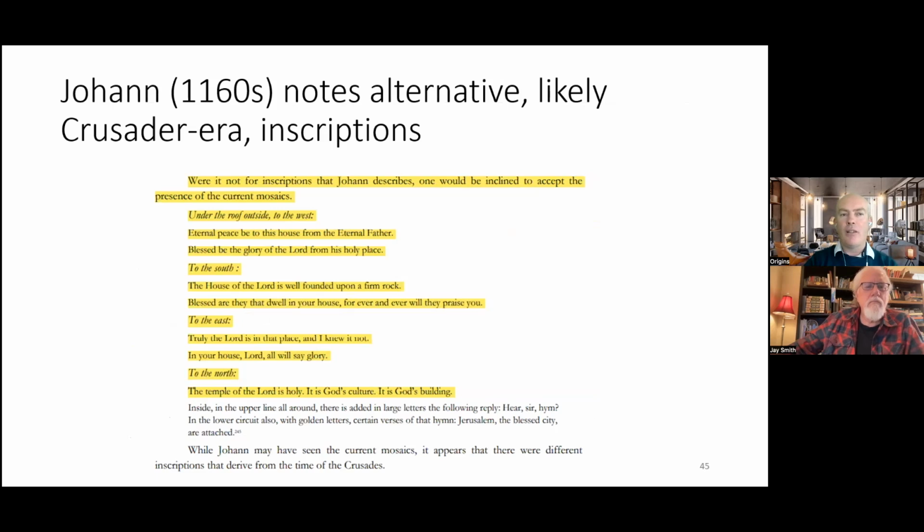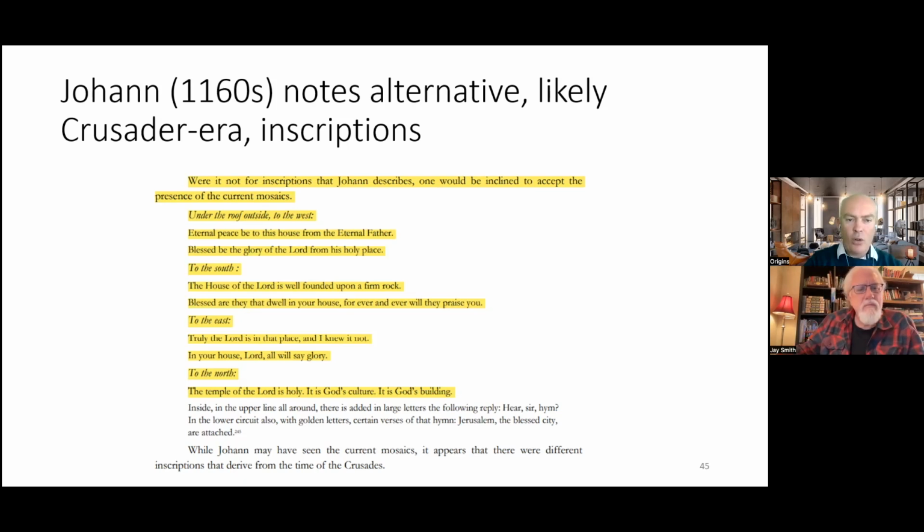Okay, now here's the whopper from the same priest, Johann. He notes alternative, likely Crusader era inscriptions. He says that under the roof outside to the west, it says, eternal peace be to this house from the eternal Father. Blessed be the glory of the Lord from his holy place. To the south, it says, the house of the Lord is well founded upon a firm rock. Blessed are they that dwell in your house, forever and ever will they praise you. To the east, it says, truly the Lord is in that place, and I knew it not.